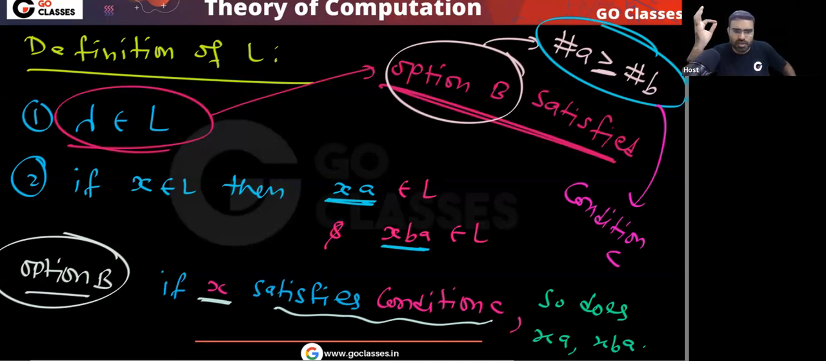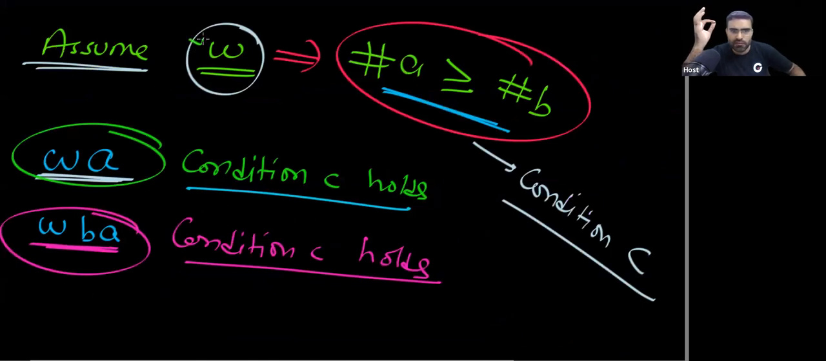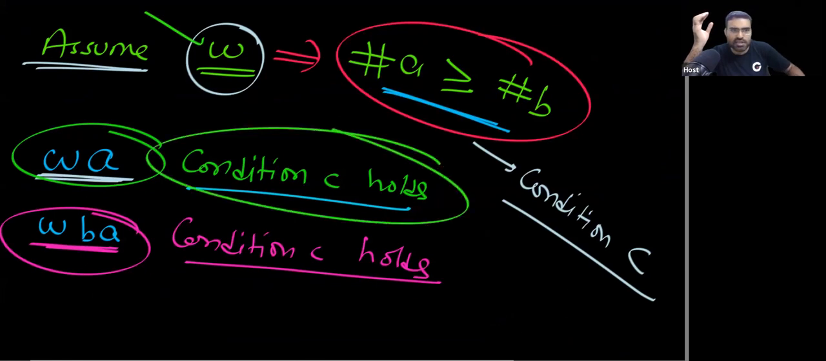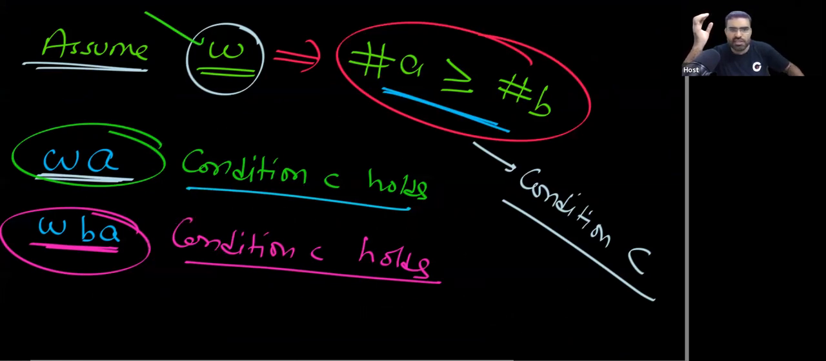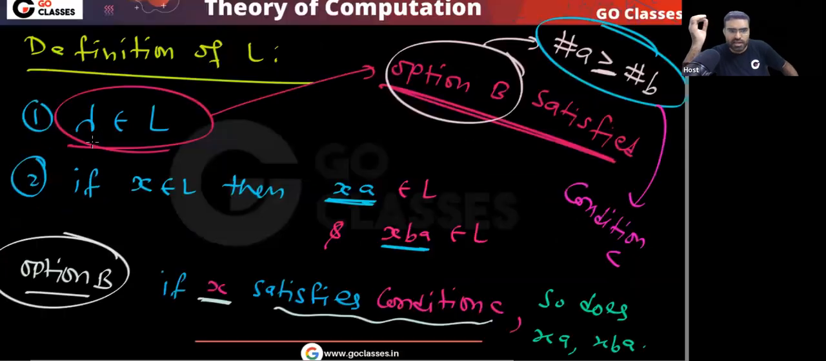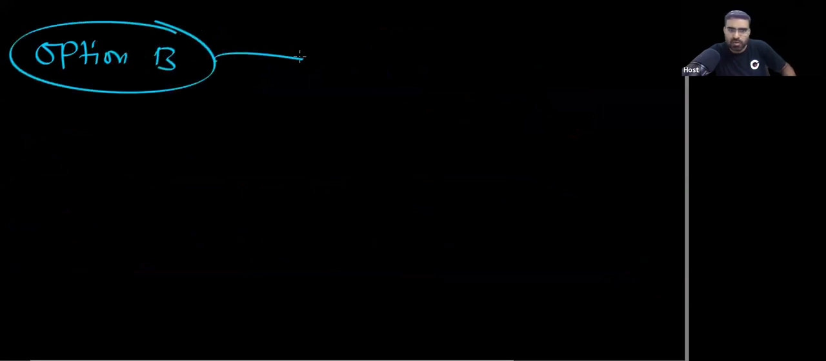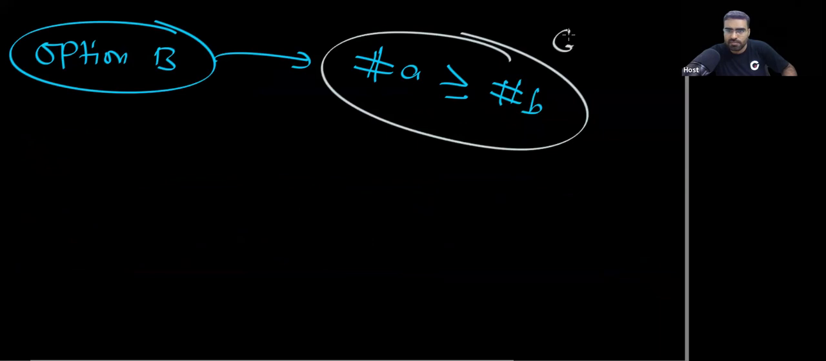Please tell me, is this proof clear to everyone? See, if W satisfies this condition, then WA will also satisfy this condition and WBA will also satisfy this condition. And you can notice the starting point also satisfies this condition. We have already seen that empty string satisfies this condition. So please notice this option B. You can prove this option B. This option B is true. This option B is saying that the number of A's is greater than or equal to the number of B's. Let's call it condition C.